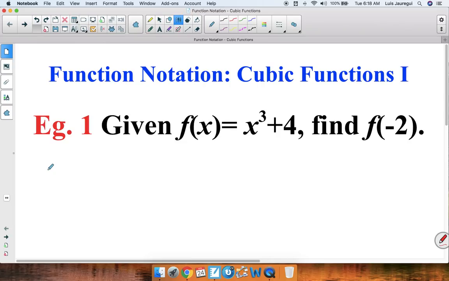Welcome. In this video we'll be analyzing function notation, cubic functions part 1. Let's take a look at our first example.